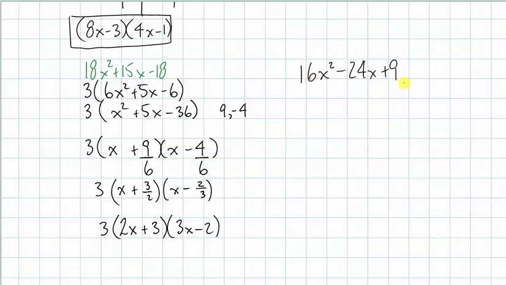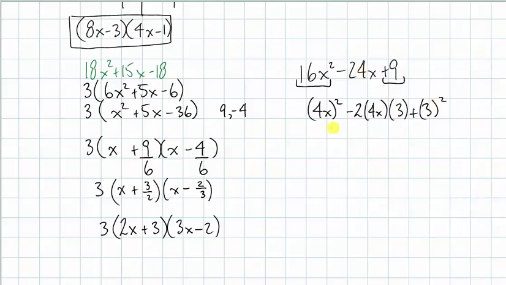Last one. This is also a trinomial, but what's catching my attention here is that this term is something squared. It's 4x squared. This term here is also something squared. It's 3 squared. And this term is 2 times the first term of 4x times the second term of 3. Let's just check that. 2 times 4, 8, times 3, 24x.